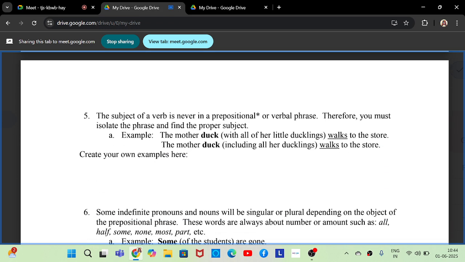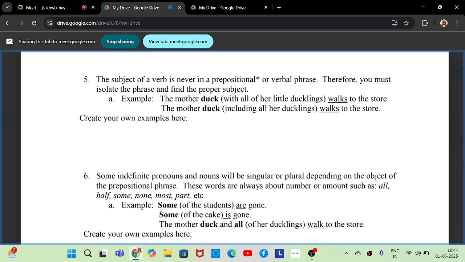Now coming to the fifth rule: the subject of a verb is never in a prepositional phrase or verbal phrase. Therefore, you must isolate the phrase and find the proper subject. If a long sentence is given, we have to identify the subject without mixing it with a prepositional phrase. What is meant by a prepositional phrase? Any phrase that begins with a preposition is called a prepositional phrase. Similarly, any phrase that begins with a verb is called a verbal phrase.